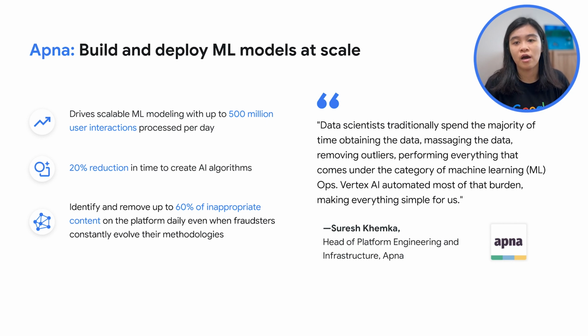As a result, Alena is able to crunch up to 500 million user interactions every day to power its Vertex AI-enabled algorithms. Thanks to the possibility of rapid ML modeling on Vertex AI, in a situation where fraudsters constantly evolve methodologies, Alena is able to identify and remove up to 60% of inappropriate content on the platform daily.